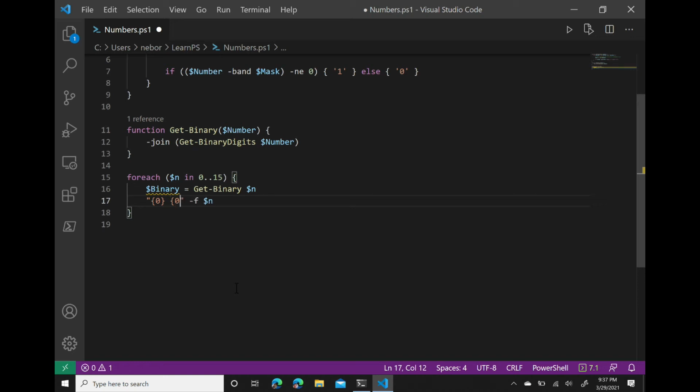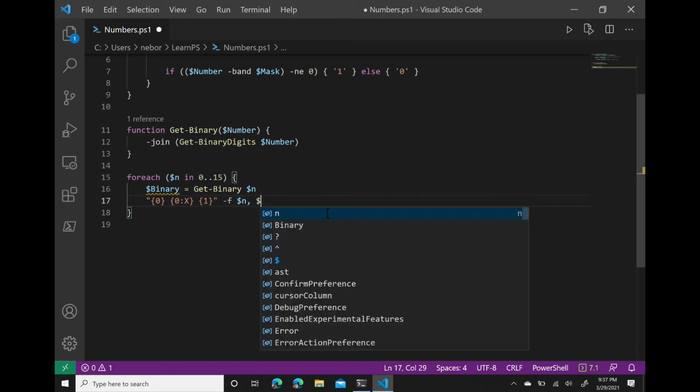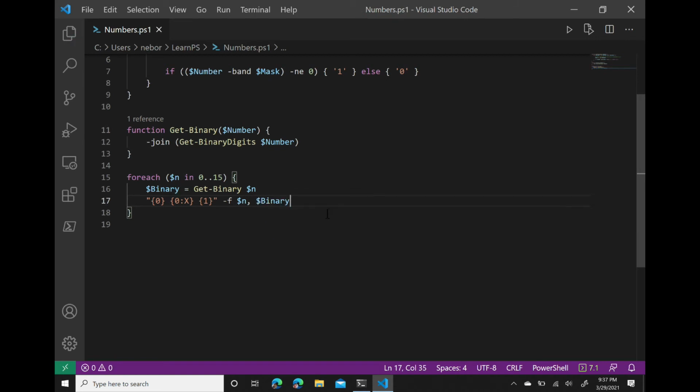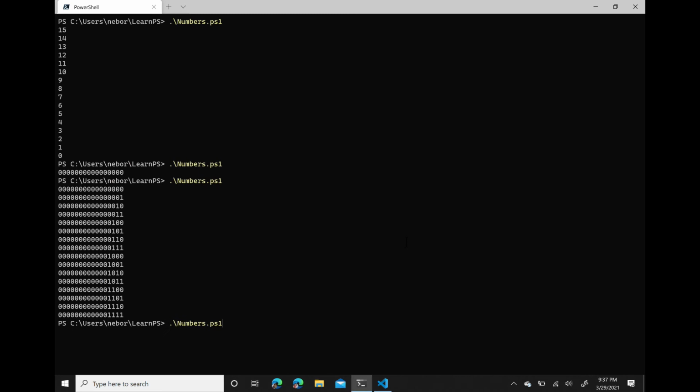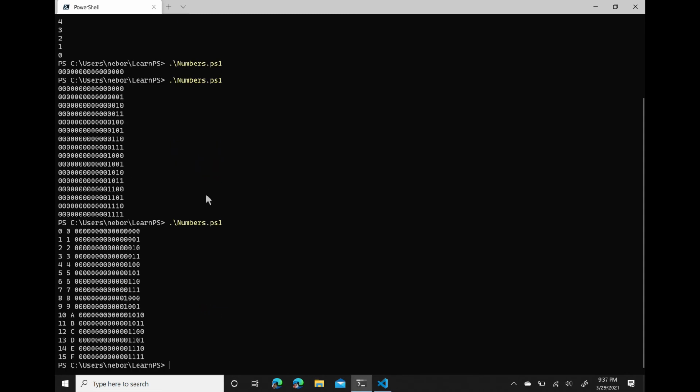Then we'll write the same thing out in hexadecimal. And then we're going to write out the second argument, the argument at position 1, which is our binary number, which is a string that we created using this code up here. Okay, so in decimal we have 15, the hexadecimal is F, and its binary is 1111.